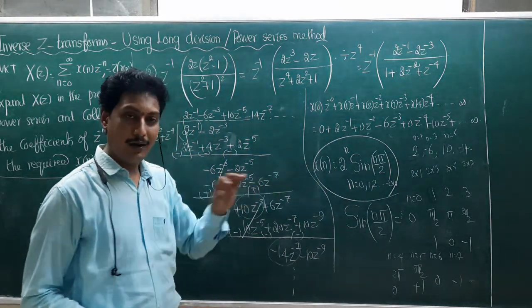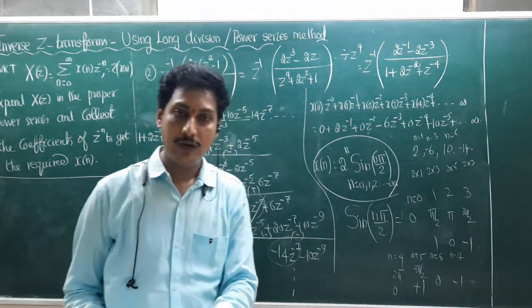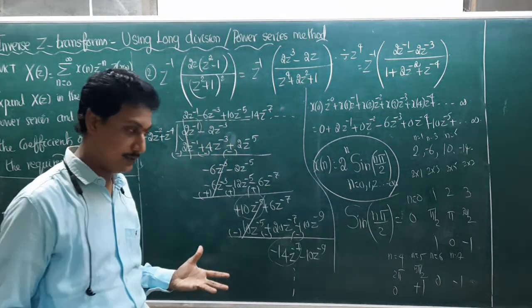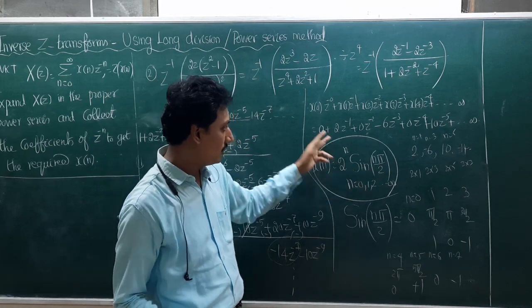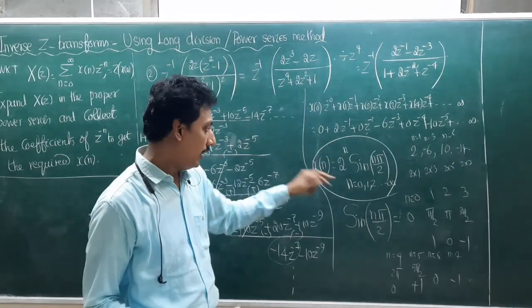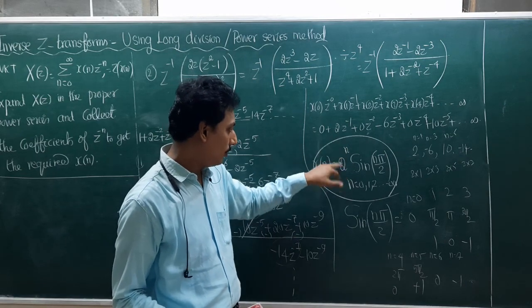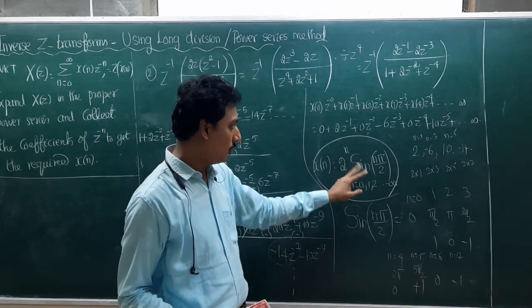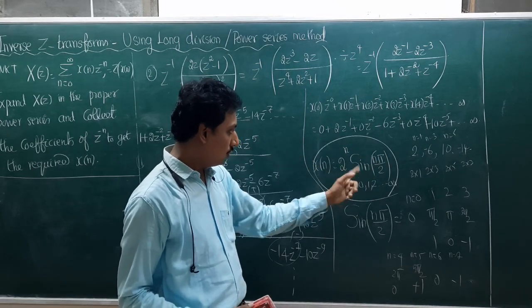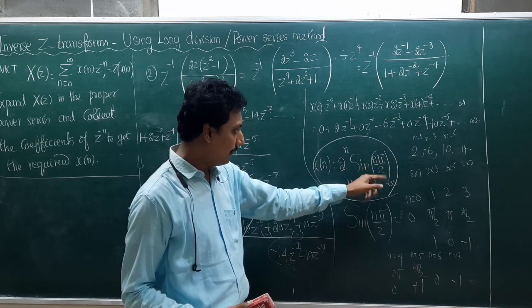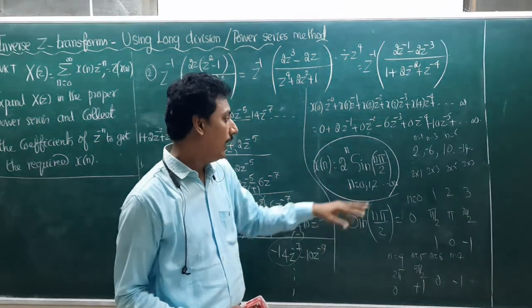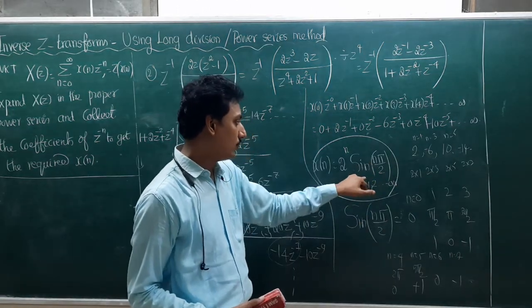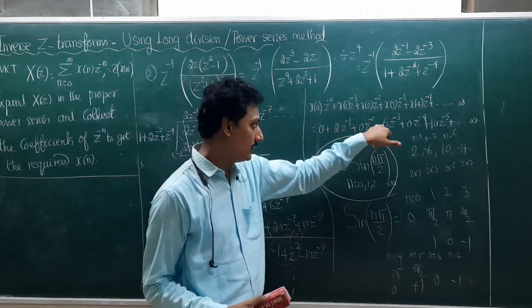To get the nth term is very tough if you don't know the basic concepts. Let me repeat: putting n equal to 0, 2 power 0 is 1, but sin 0 is 0, so there is no term x of 0. For n equal to 1, 2 power 1 is 2, sin pi by 2 is 1, so 2 into 1 is 2. Putting n equal to 2, sin pi is 0, so there is no x of 2. For n equal to 3, sin 3 pi by 2 is minus 1, 2 cube is 8, 8 into minus 1 is minus 8. That's it.